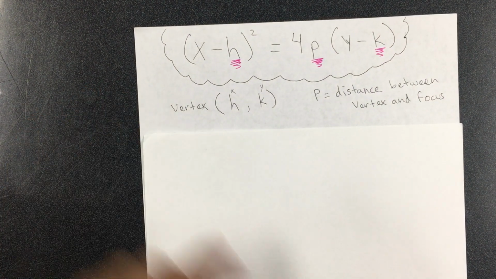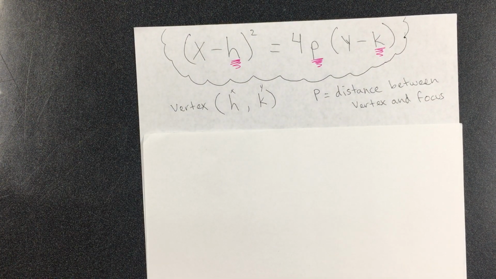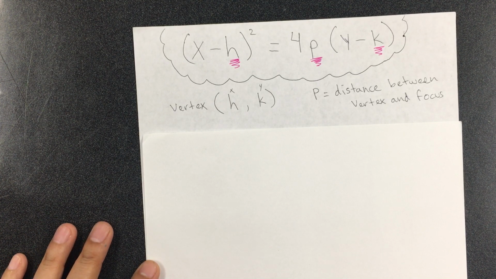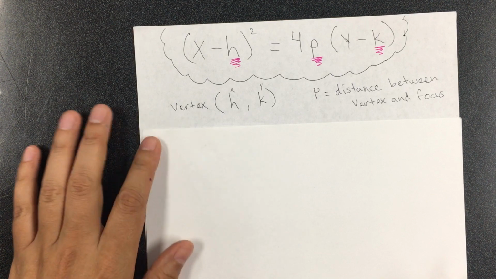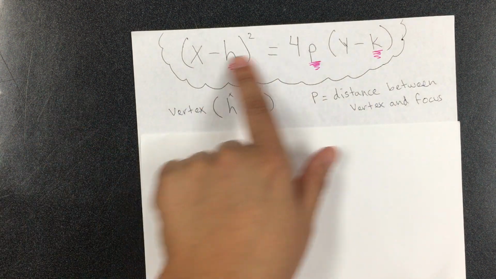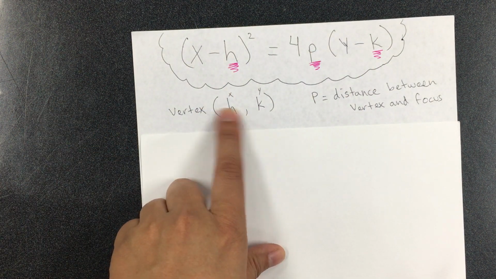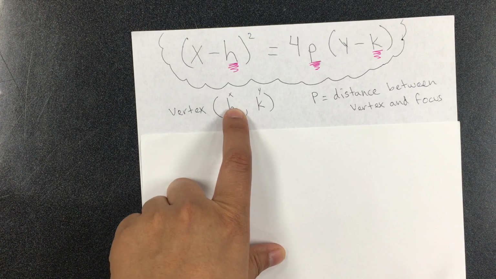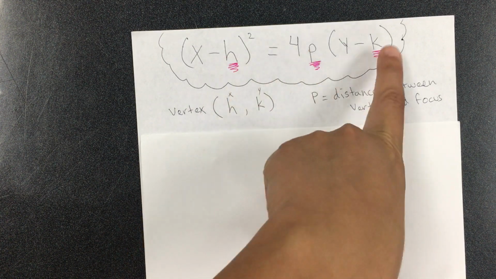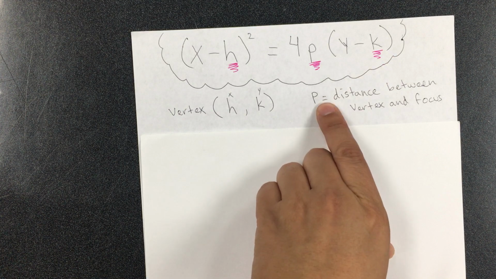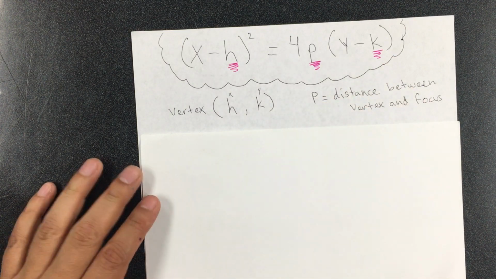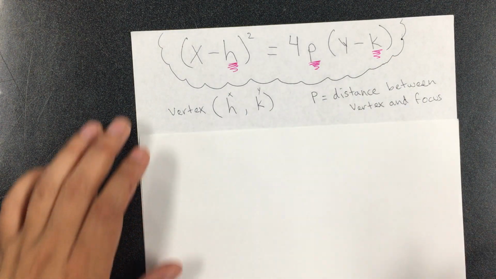So hello students again. Now I'm doing the second part of the video for 10.3, and again we're going to be using the general formula. The vertex is always (h, k), which is going to be used in the formula, and p is the distance between the vertex and the focus.